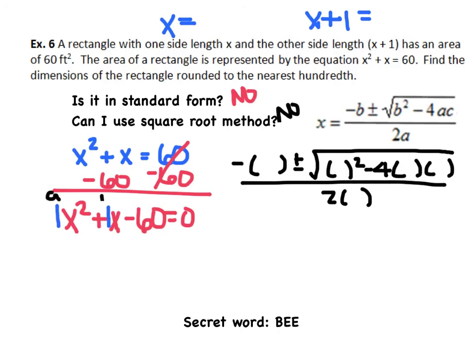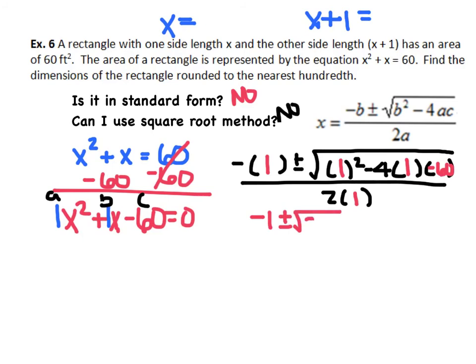Notice there's my a value, my b value, and my c value. So let me plug those in. So a is 1, b is 1, c is negative 60. So when I work this out, we get negative 1 plus or minus the square root of 241, all divided by 2. Well, what does that give us? Negative 1 plus or minus, well, the square root of 241 is approximately 15.52, all divided by 2.